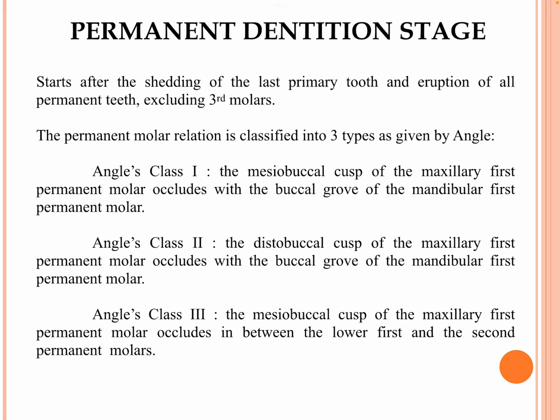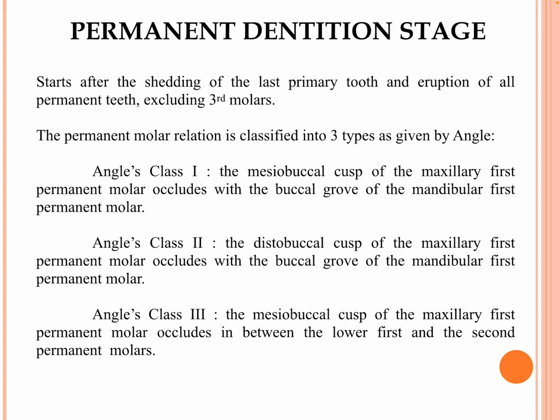Next is the permanent dentition stage. It starts after shedding of the last primary tooth and eruption of all the permanent teeth, excluding third molars. The permanent molar relation can be divided into 3 stages by Angle: Angle's class 1, Angle's class 2, and Angle's class 3.